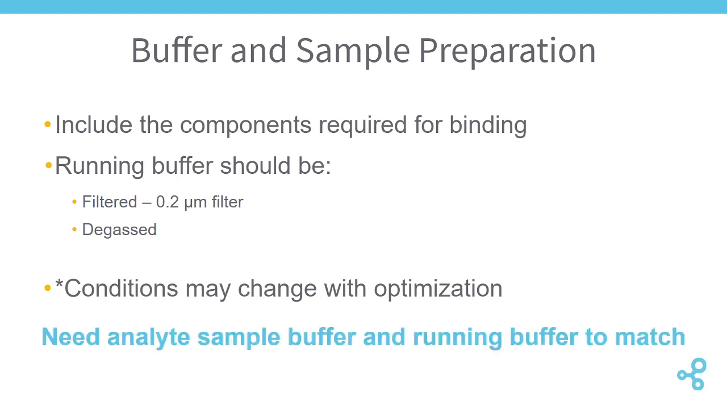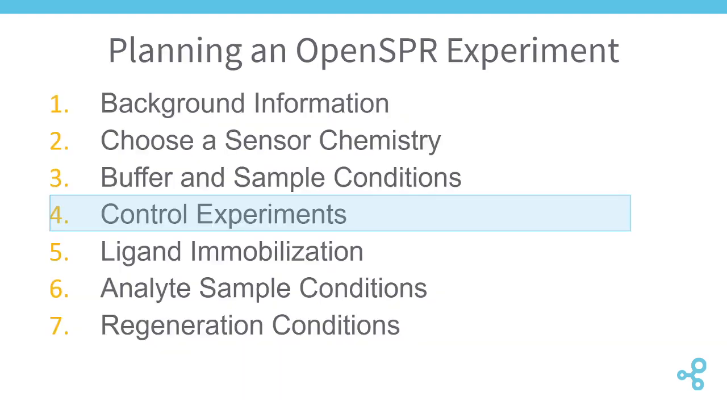Now the most important thing to remember whenever we're preparing these samples is that our analyte sample buffer and running buffer must match. We'll talk more about that again when we get into these control experiments, but we want to ensure that that's the case to prevent any errors just due to mismatch of buffer.